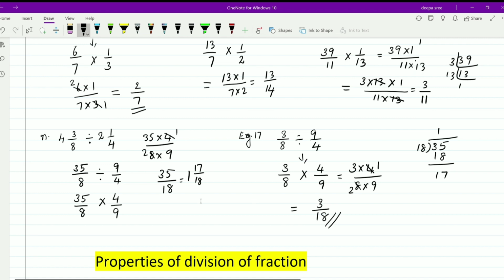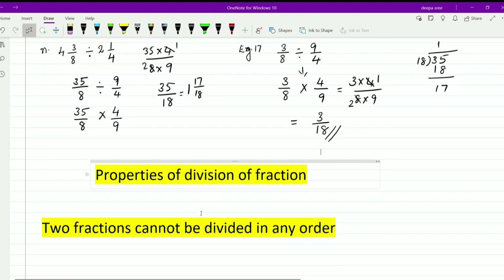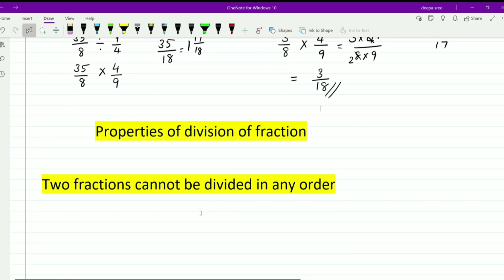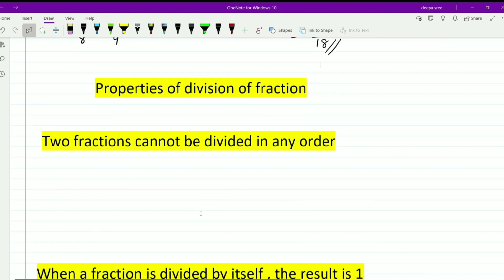Now we can go through the properties of division. What are the properties of division? In that, the first property is that two fractions cannot be divided in any order. So how can we explain? By using an example. For example, 1 by 2 divided by 1 by 4. These are two fractions. It is given that it cannot be divided in any order.